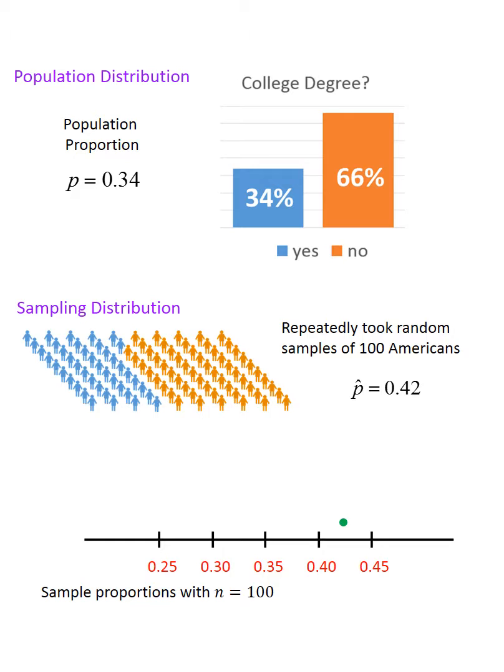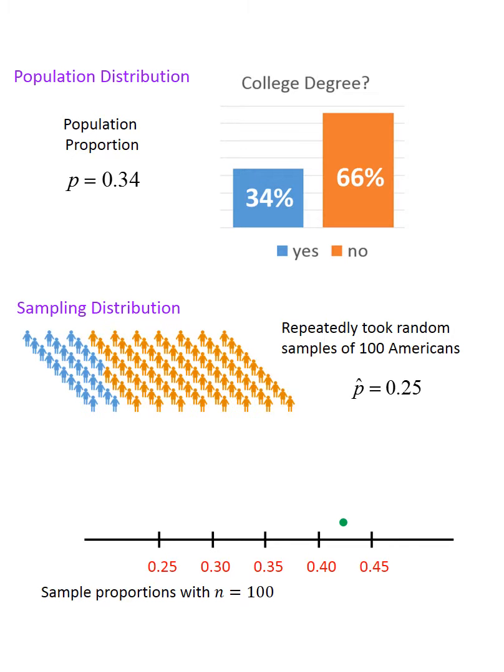So what if I took another random sample of 100 Americans? What if this time, as you can see from the blue and orange people here, only 25% of the sample had a college degree? Is it possible that from a population of 34% college graduates, a sample could have only 25% college graduates? Again, that's absolutely possible, as samples vary. I could plot my 25% on my distribution here.